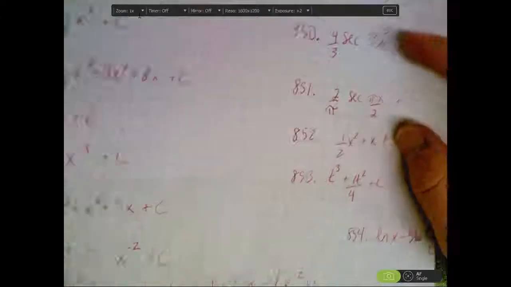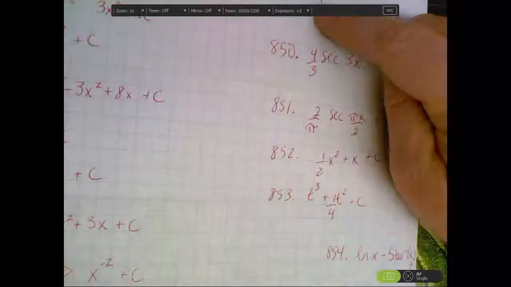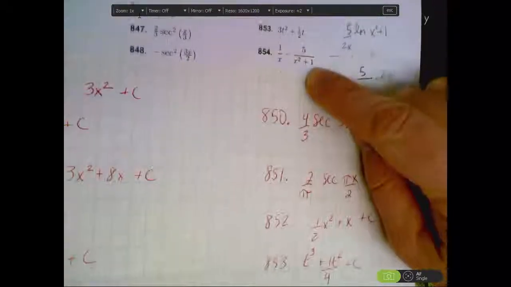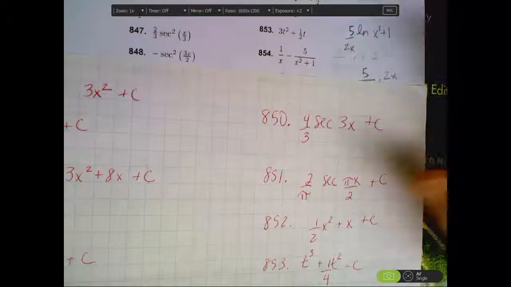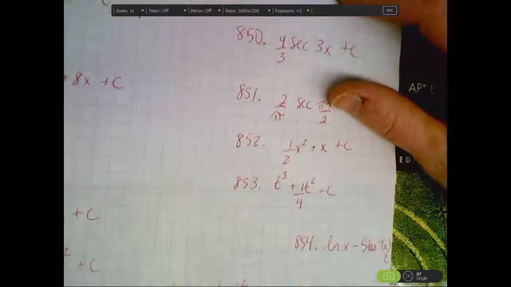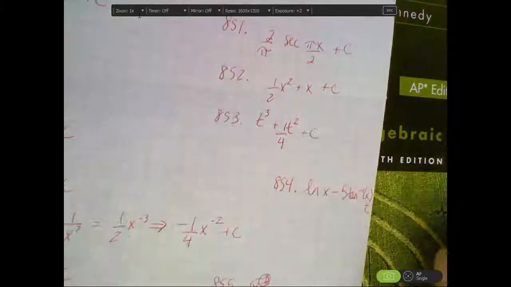So then we get to, where were some more tricky ones? There's 850, 851, 852. 854 was hard because I totally forgot that 1 over x squared plus 1 is the derivative of the arctangent, and you just have to remember that. That's the bottom line. You still have to have those memorized. So there's your answer to 854. And then 855 wasn't so bad.